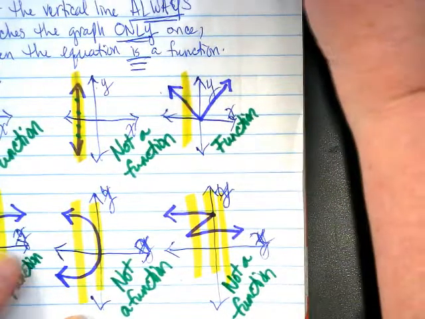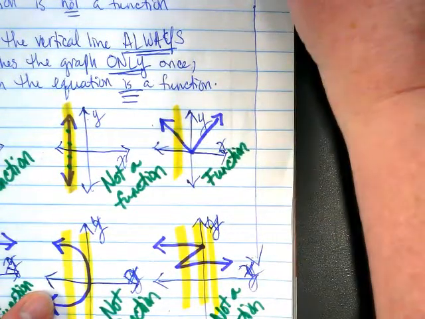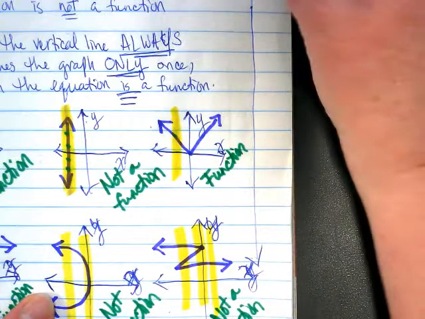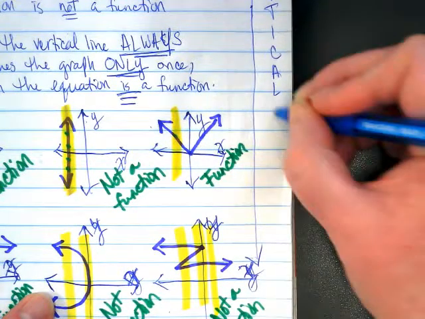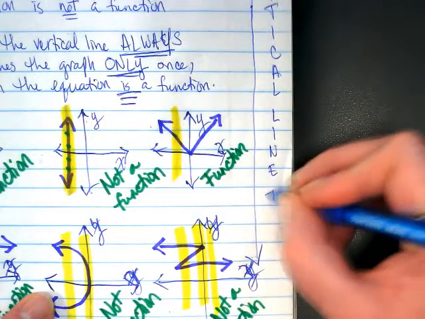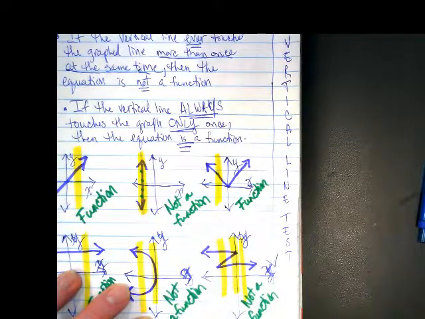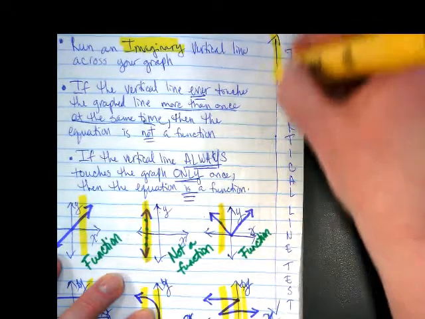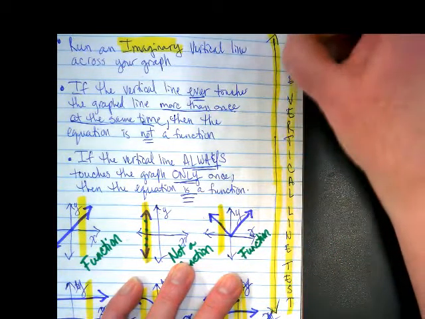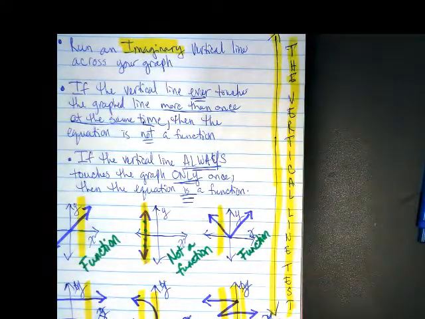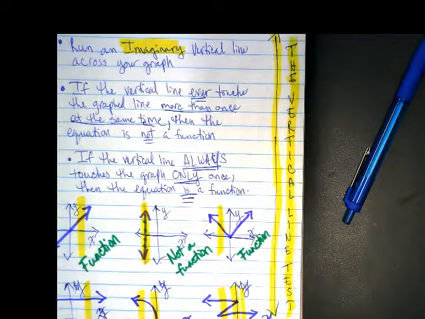I would like you to label this side of your paper all the way down with a giant vertical line. And then I would like you to write vertically the vertical line test. And let's highlight those, just like our scanner would do if we were scanning across our graph. If I am scanning, the whole vertical line would go straight up and down, going left to right on my graph, or right to left. If it ever touches more than one place at the same time, even just once, that makes it not a function.